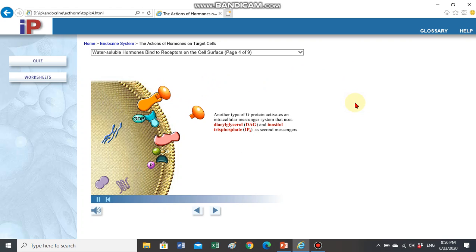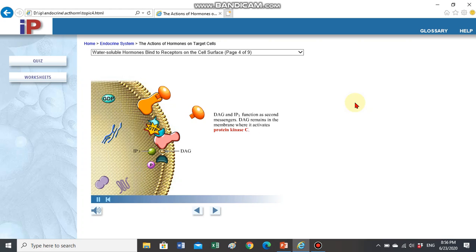When a hormone binds, the receptor changes shape and activates the G protein. It releases GDP and binds GTP, a high-energy molecule. Part of the activated G protein travels along the membrane and activates an enzyme called phospholipase C. Phospholipase C causes a membrane phospholipid called phosphatidylinositol bisphosphate to cleave into diacylglycerol and inositol trisphosphate. Each functions as a second messenger.